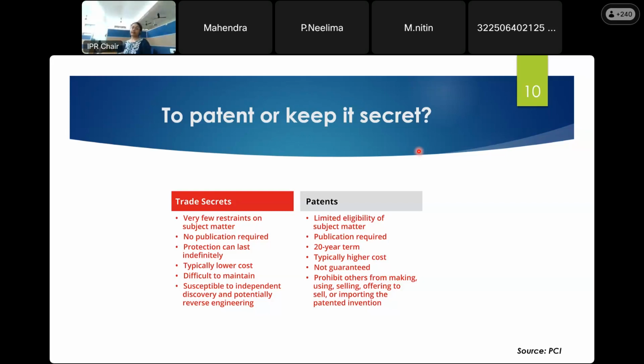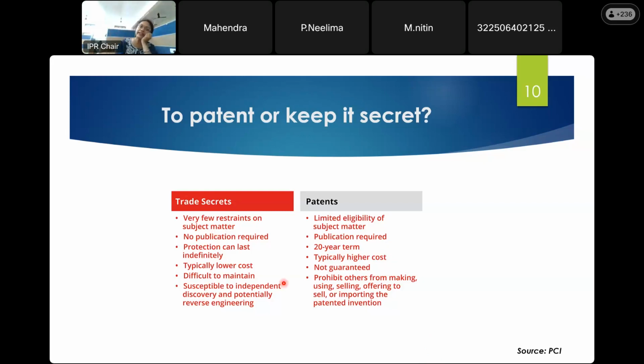So here you can see that protection can last indefinitely. As long as you can keep your information secret, it is a trade secret. So it can last indefinitely as long as you are able to keep it secret. But for a patent, it is a 20-year term from the date of filing. It will not be extendable. So again, if you are sleeping, I'm telling it over and over again, a patent will not be extended after the 20-year term is over from the date of filing. But for trade secret, you can extend it forever, because as long as it is secret, you have that trade secret, you have that IP.